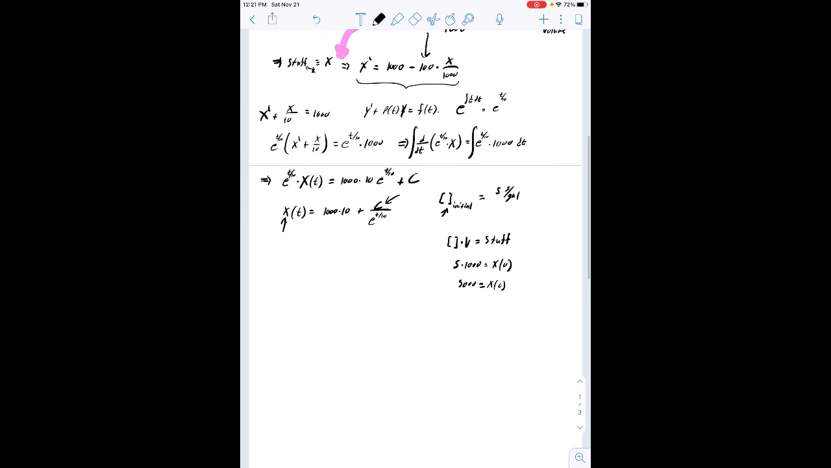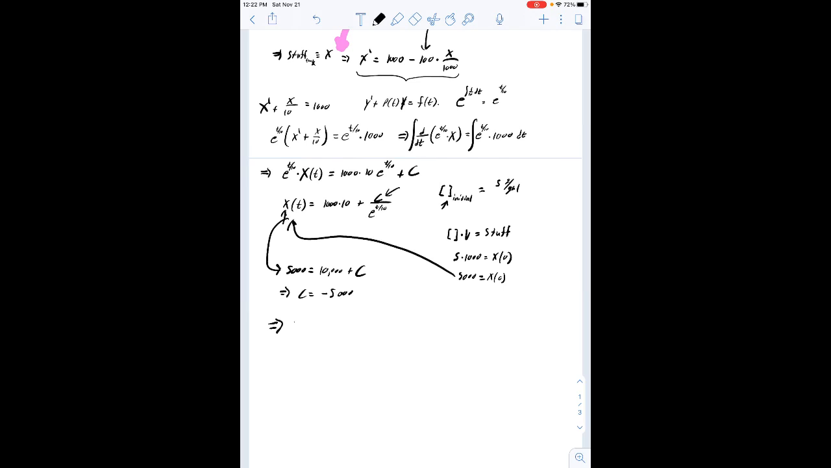Okay, so now we can plug this back in over here and get 5,000 equals 10,000 plus c over e to the 0. What is e to the 0? Well, that's just 1, so that's equal to c. So we get c is equal to minus 5,000.